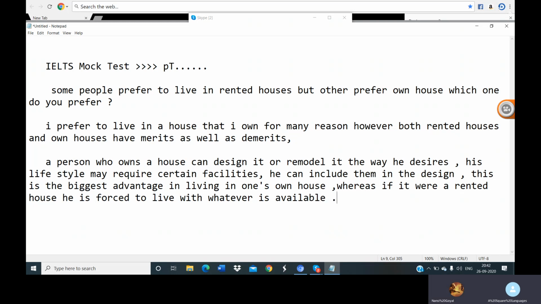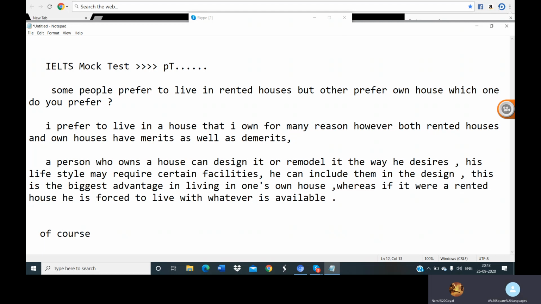So you have to justify your statement. If I ask you, some people prefer to live in a rented house, but others prefer to live in their own house, which one do you prefer? What will you say? I prefer to live in a house that I own for many reasons.